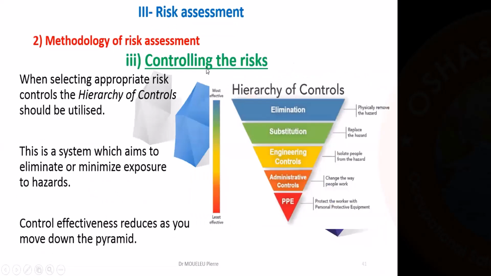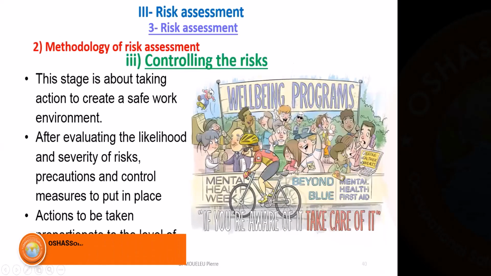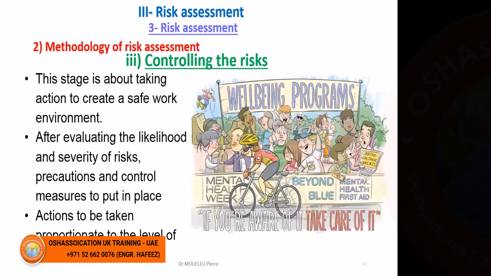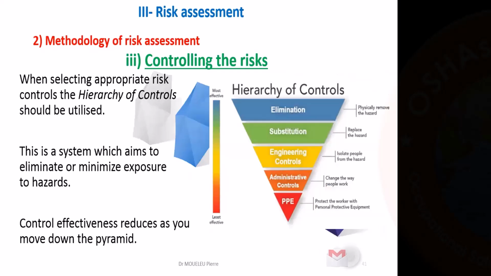And now the methodology controlling risk. When you are having your risk, you draw a table where you put the severity and so on. The stage of controlling risk is about taking actions to create a safe work environment. After evaluating the likelihood or severity of risk, precautions and control measures to put in place should come. Actions to be taken proportionate to the level of risk. All those elements enter in the controlling of the risk.